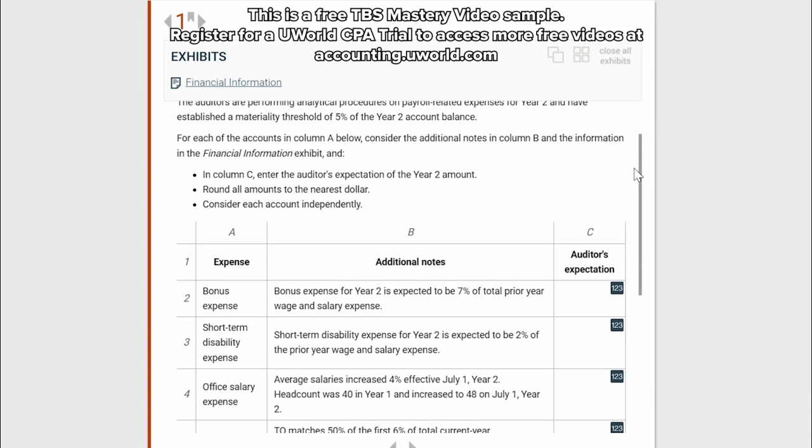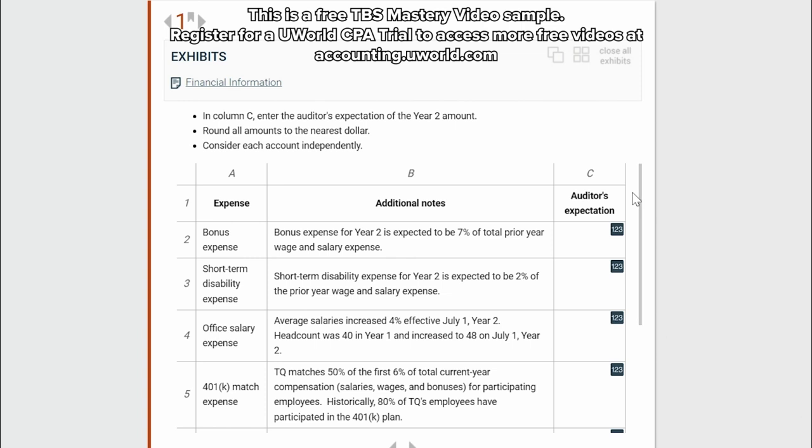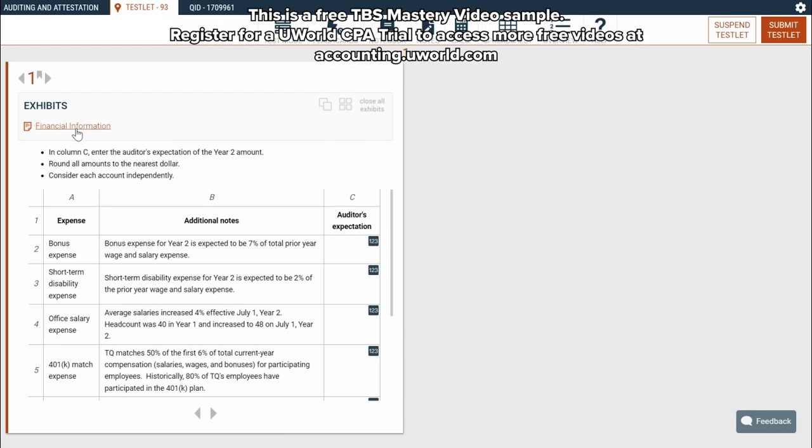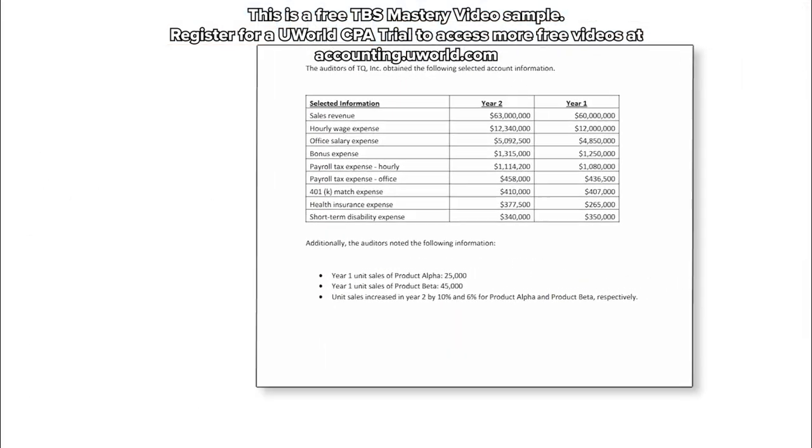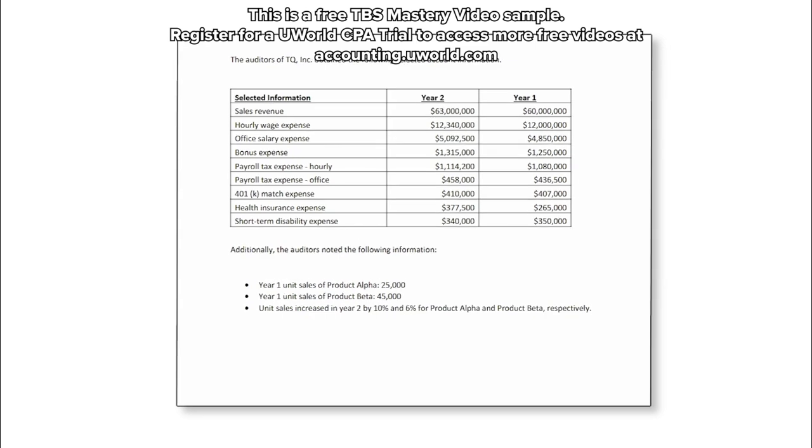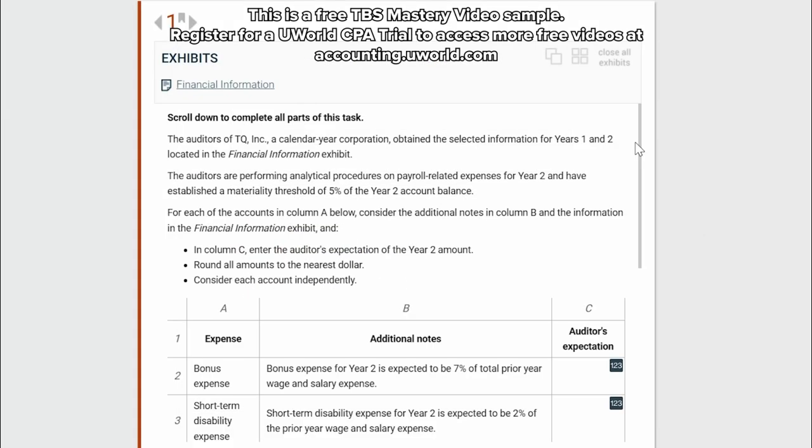And if I continue to scroll down, I see that I'm going to need to compute an estimate for different expense accounts based on the exhibit information and the additional notes. So the 1, 2, 3 tells me that I'm going to need to enter a number. Then if I open the exhibit, it has year 1 and year 2 numbers plus some additional notes at the bottom. So now I'm ready for a more detailed review.